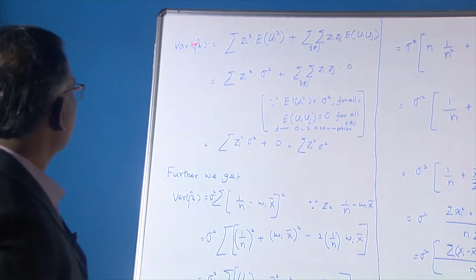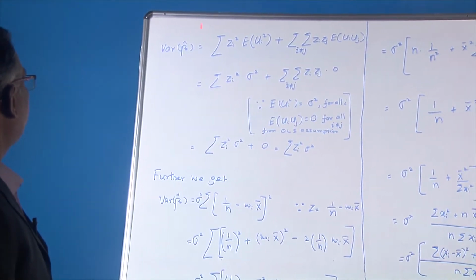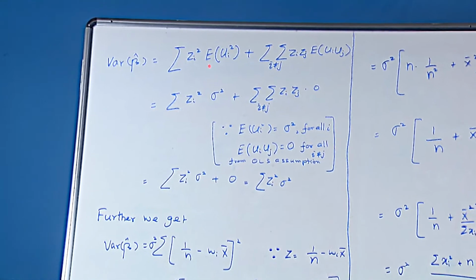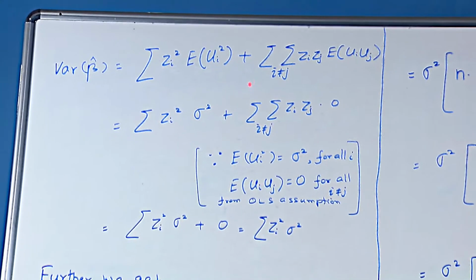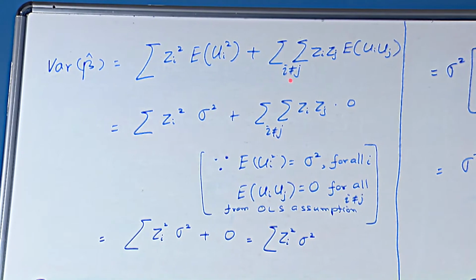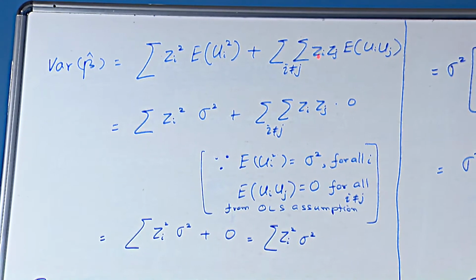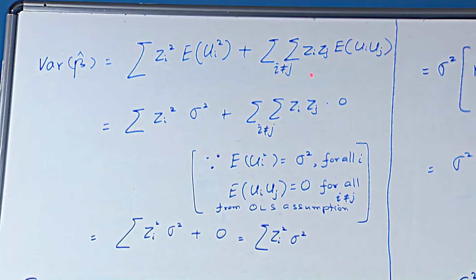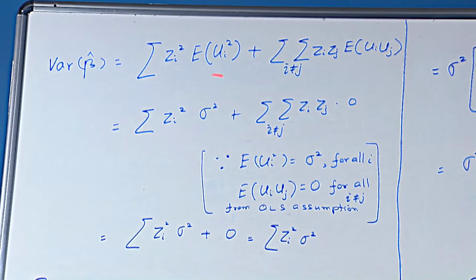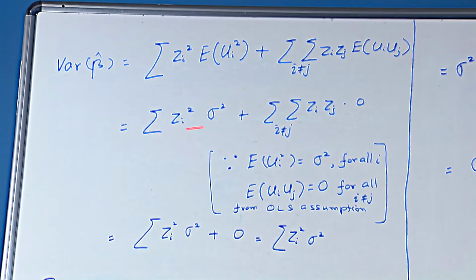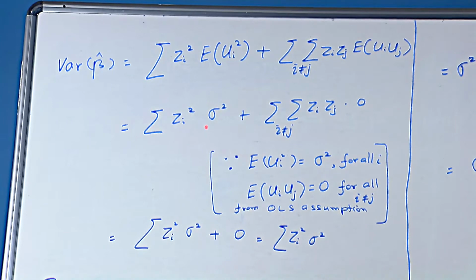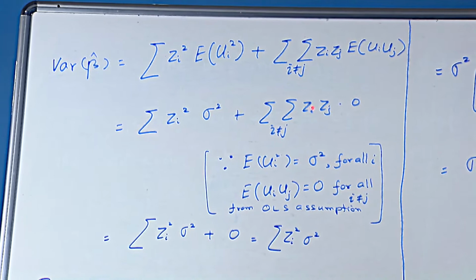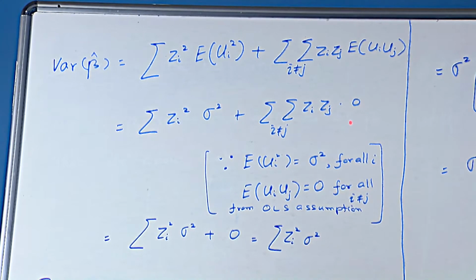Now we are taking expectations inside. So variance of beta hat is equal to sigma zi square expectation of ui square plus double sigma i not equal to j zi zj expectation of ui uj. Now this may be further simplified: sigma zi square into sigma square plus double sigma i not equal to j zi zj into 0.